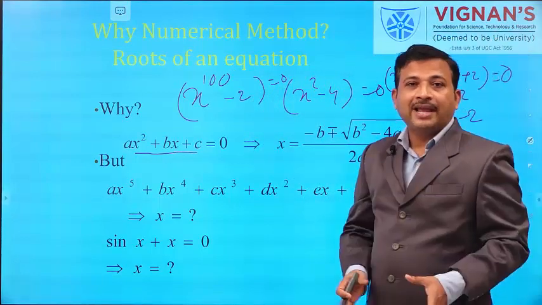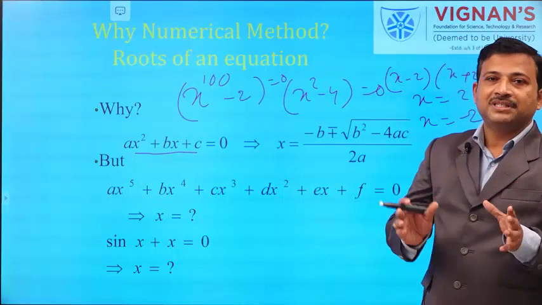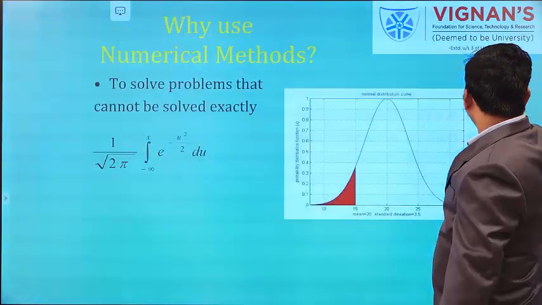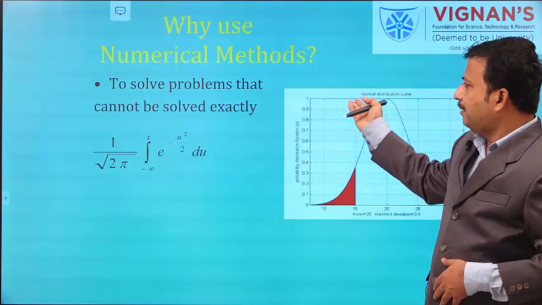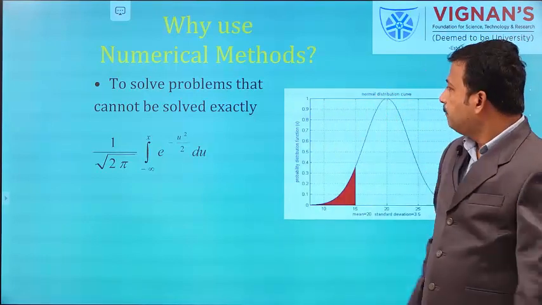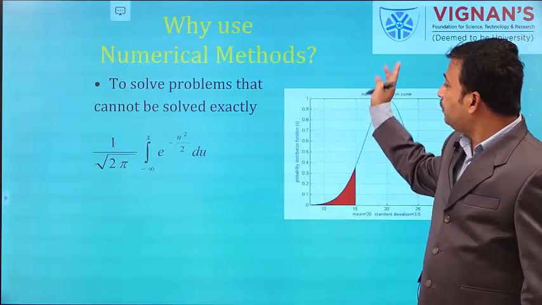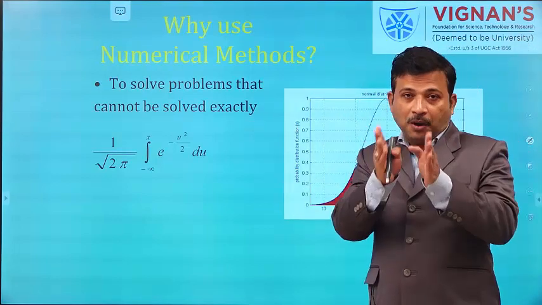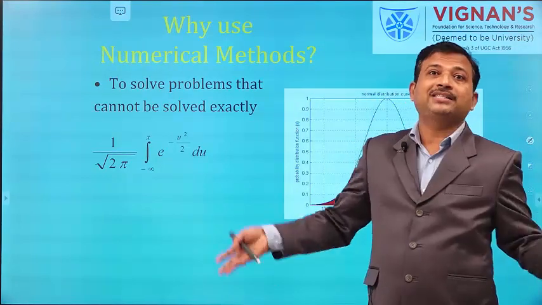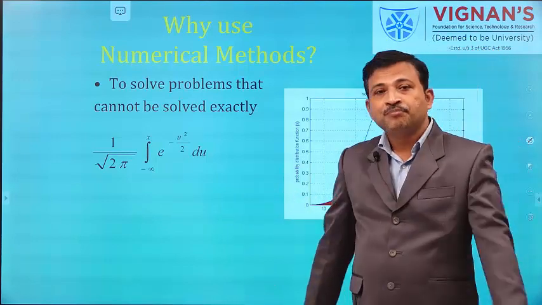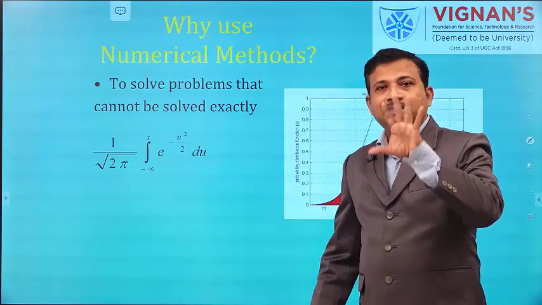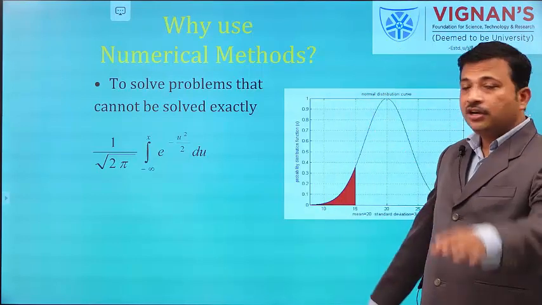So that is why we rely on computational methods. So why use numerical methods? What is the benefit you get? To solve problems that cannot be solved exactly, the problems where there is no exact solution. At that particular situation, we go for the approximate solution or numerical methods.